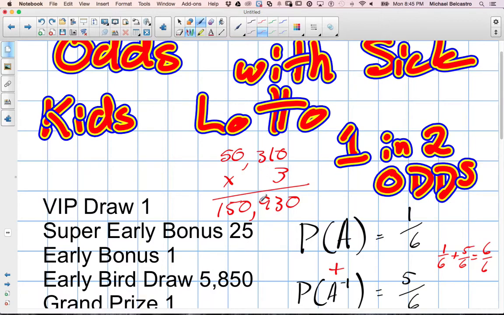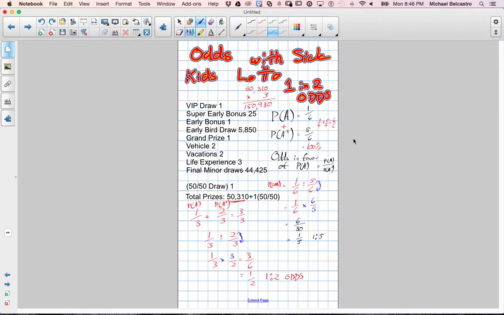That means Sick Kid Lotto usually sells tickets at $100 a ticket. There are some other reductions, but let's say they sold every ticket at that price. Multiplying this value by 100, you're looking at about $150,930,000, almost $151 million in tickets. That would be great money for charity. But that's how odds can sometimes be confusing.